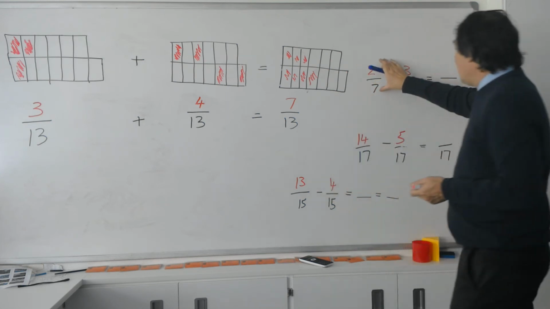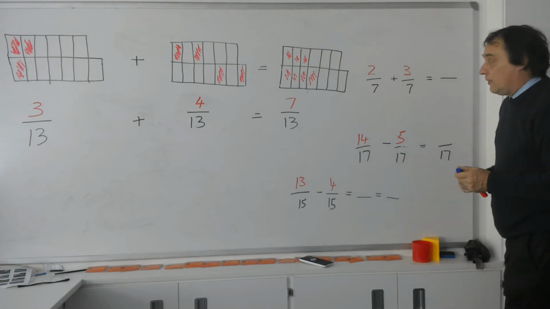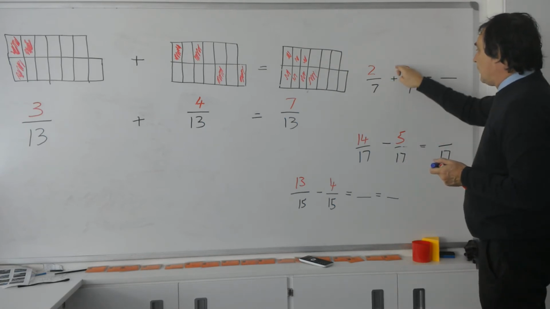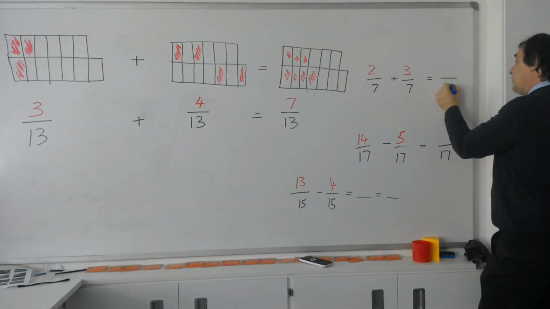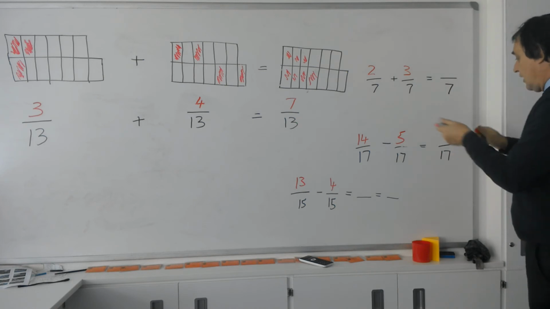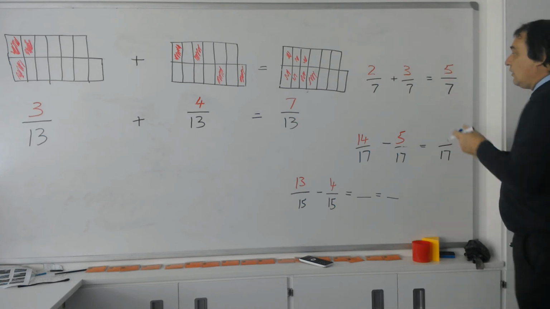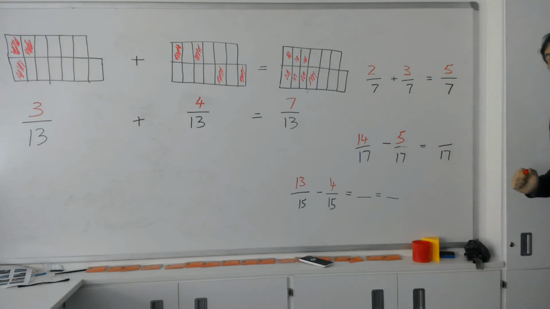Okay, so if we just try this on the fraction without the diagrams, we've got 7ths on the bottom here, and we've got 2/7 plus 3/7. So our rule from our diagrams means that we keep the 7 the same in our answer. We add the 2 and the 3 together to give us 5. So the answer to 2/7 plus 3/7 is therefore 5/7.